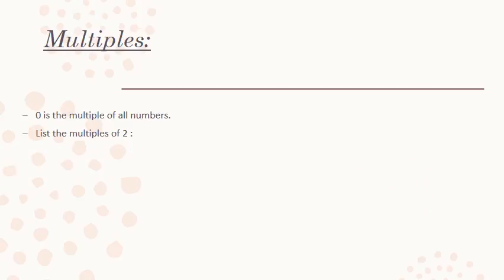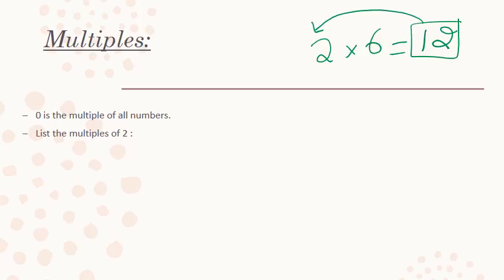Okay, let me tell you something. For example, 2 times 6 equals 12. What does the 12 represent for the 2 and what does the 12 represent for the 6? The 12 is found in the multiplication table of 2 and the 12 is found in the multiplication table of 6. What do we call them? So what does the 12 represent? The 12 is a multiple. Why do we call it a multiple?